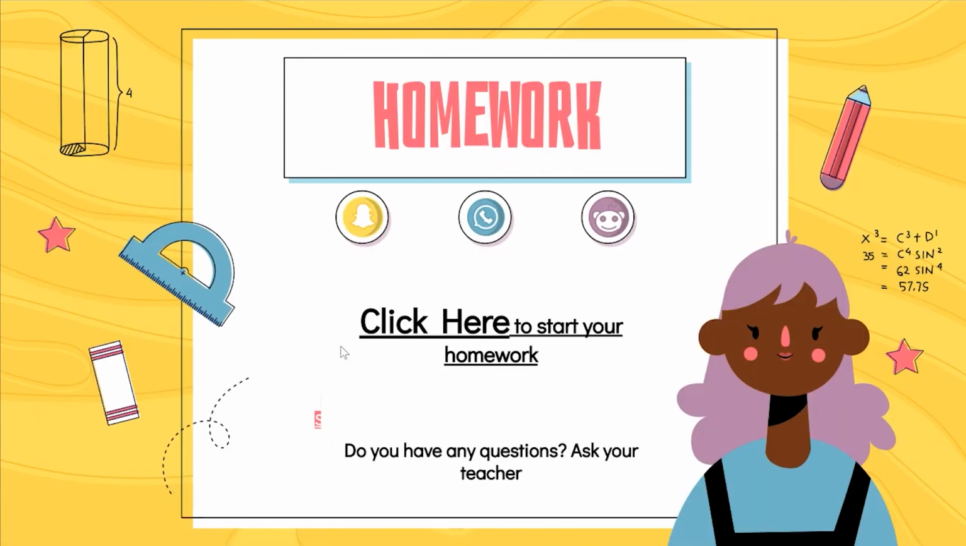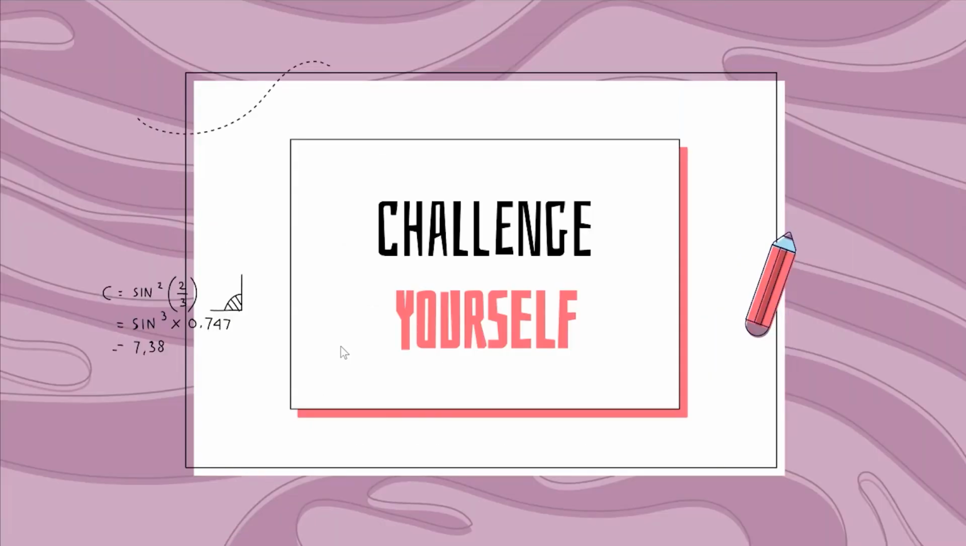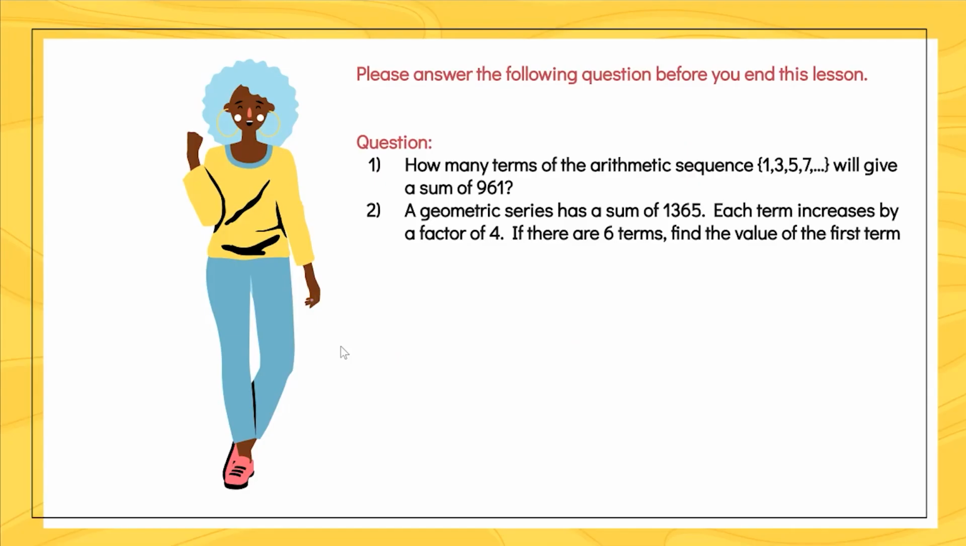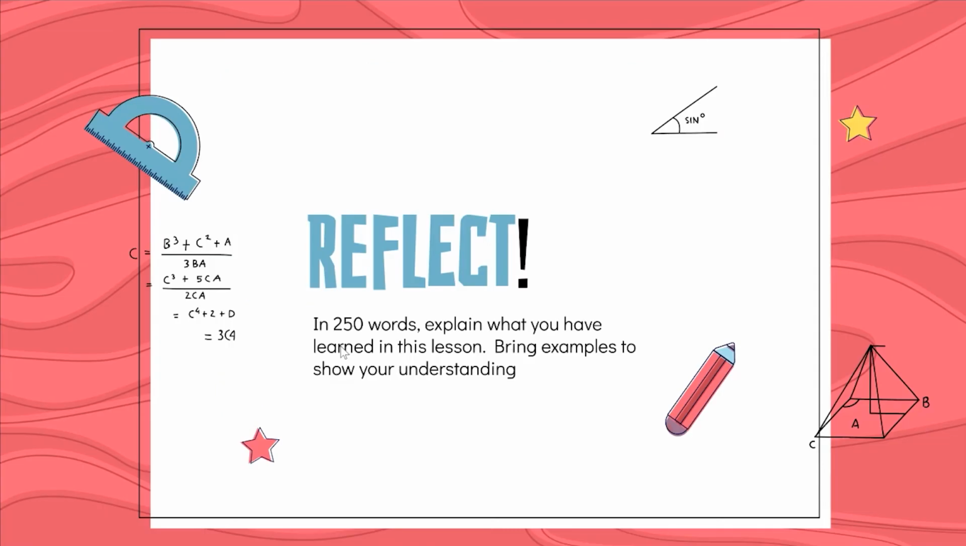And homework, there is one homework check here. You can find your homework, writing it and understanding all of the lesson will help you better. And you have one challenge for yourself. For example, in this challenge, you should find how many terms of the arithmetic sequence sum to 1961. It's a challenge and one goal for you to understand.